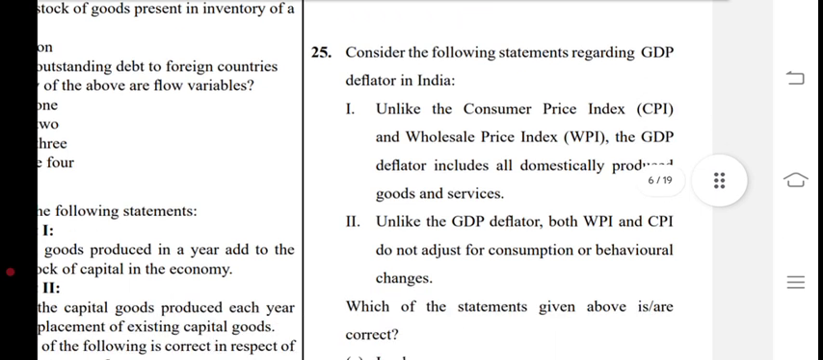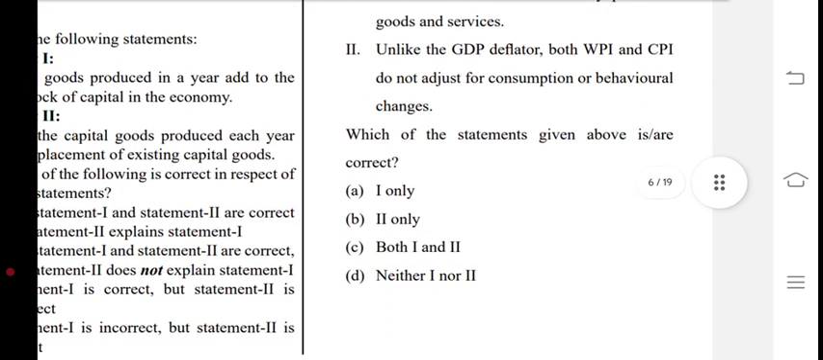Consider the following statements: GDP deflator in India. Unlike the Consumer Price Index CPI and the Wholesale Price Index WPI, the GDP deflator includes all the domestically produced goods and services. Unlike the GDP deflator, both WPI and CPI do not adjust for the consumption behaviors. First and second is correct.